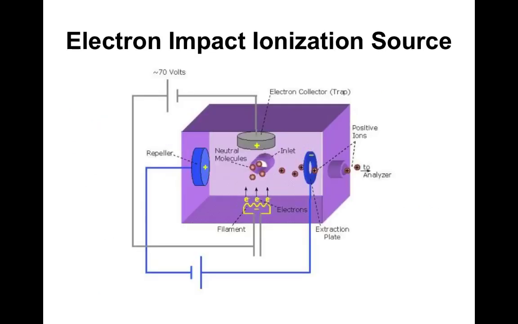So this is a schematic of an EI, or electron ionization system. What's shown here is a filament which generates electrons at a precise energy, 70 electron volts. Then you have an inlet which releases gas molecules, things coming from your GC typically. Those electrons collide with the gas molecules. Essentially, those are the volatilized metabolites.